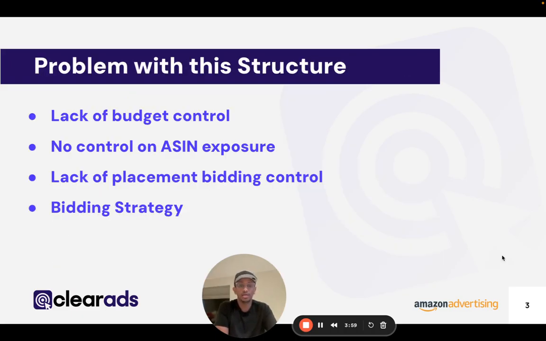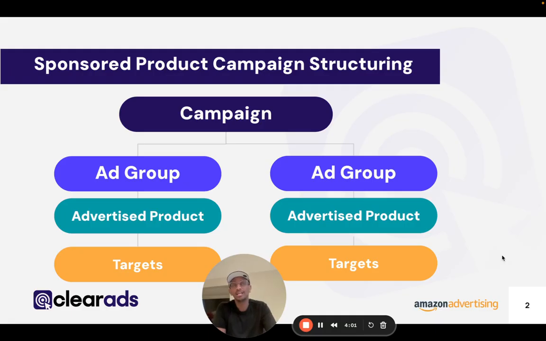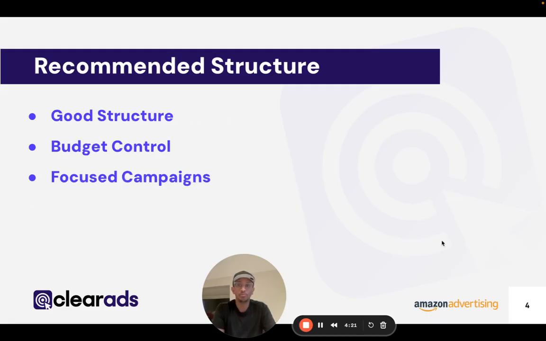And then also bidding strategy. This is less important, but if you want to experiment with up and down, fixed bids, down only, you can only do this on the campaign level. So if you have a few different types of targeting that you want to experiment with different bidding strategies, you really do need to have these structured out. So these are the biggest problems. What we'd recommend is ensuring that you put your structure first. So what would it look like if I added 5 new ASINs?